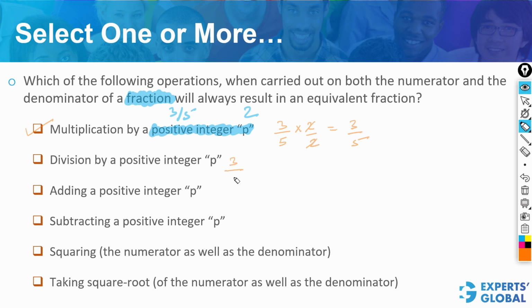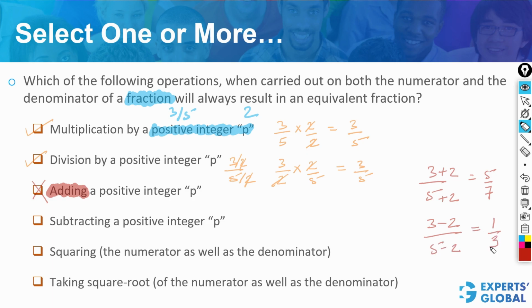Similarly, even division by the same positive integer would not have any effect because the integer would get cancelled. If you want to understand the steps, this becomes 3 by 2 times 2 by 5 and the 2's get cancelled. The result remains 3 by 5. Therefore, the second answer choice is also correct. However, adding would lead to a different result. You see, 3 by 5, adding the same integer would change the ratio and the value of the fraction would no longer remain the same. Same with subtraction. You see, the ratio would change. Therefore, answer choice D is not correct.